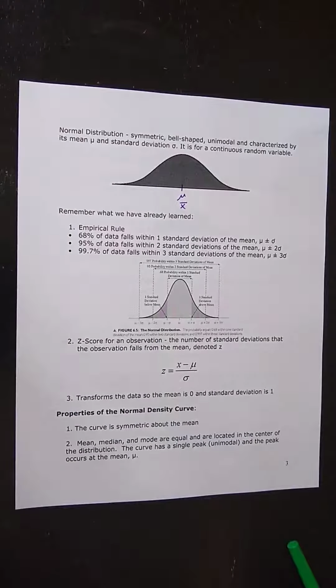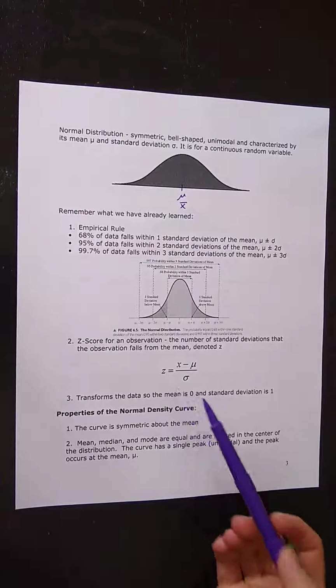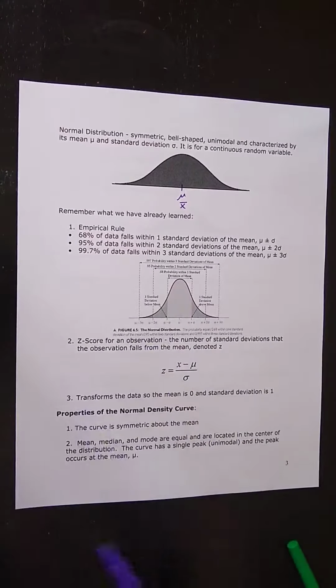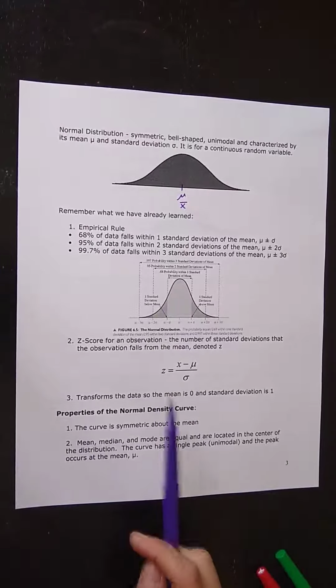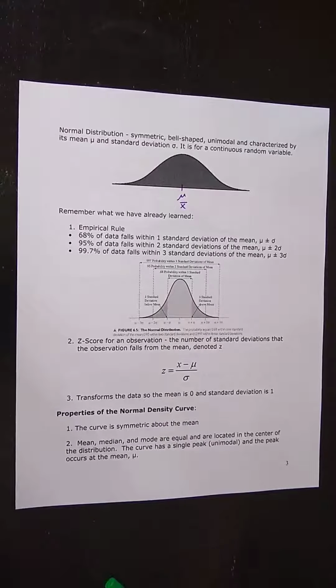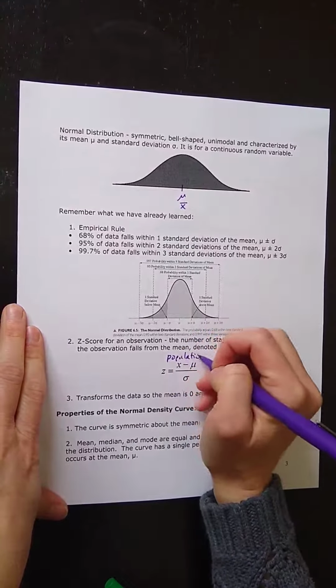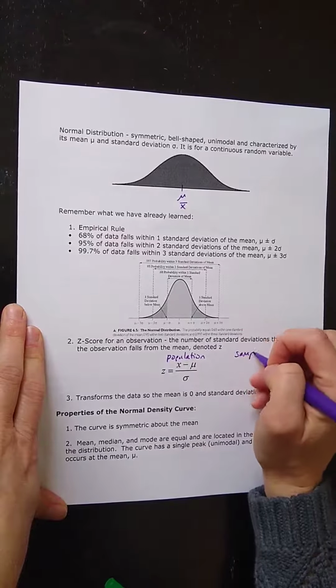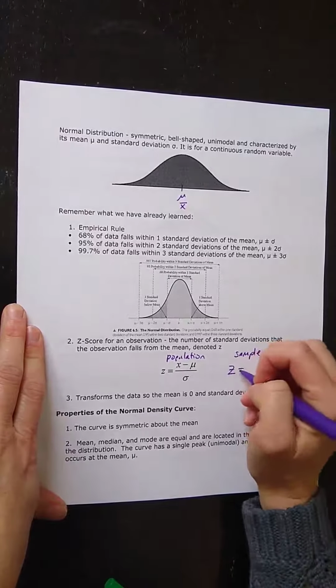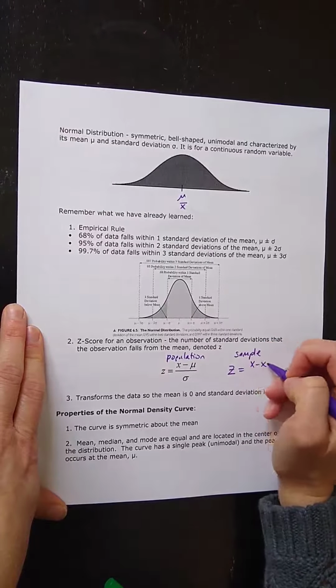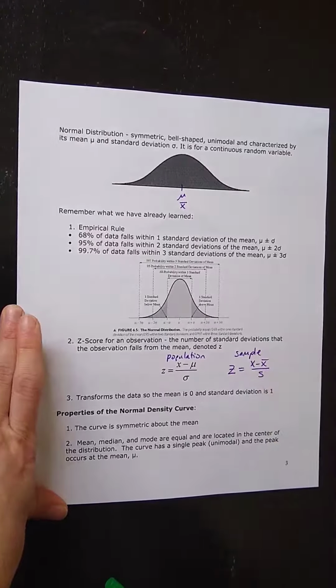We also have our z-score formula, which we did see before in the past. So z tells you the number of standard deviations you are above or below the mean. If z is positive, then you're above the mean. If z is negative, then you're below the mean. And this formula was for a population. For a sample, we have z equals x minus x bar over s.